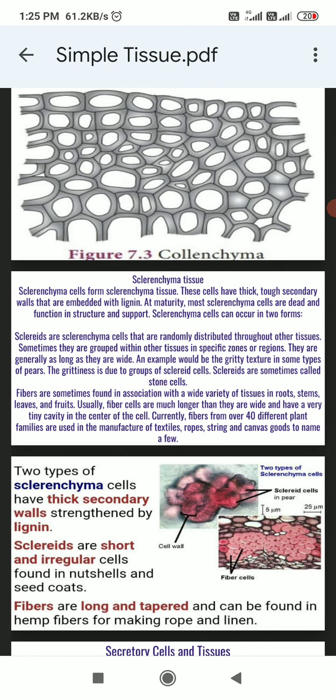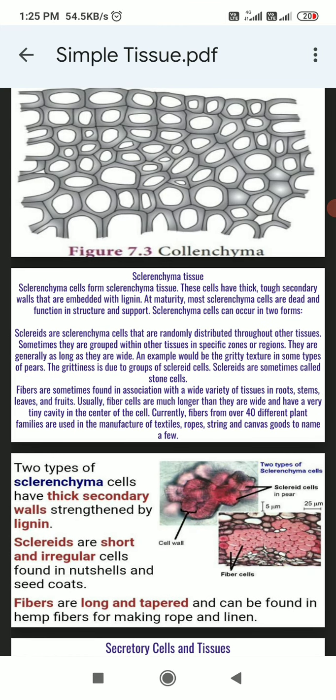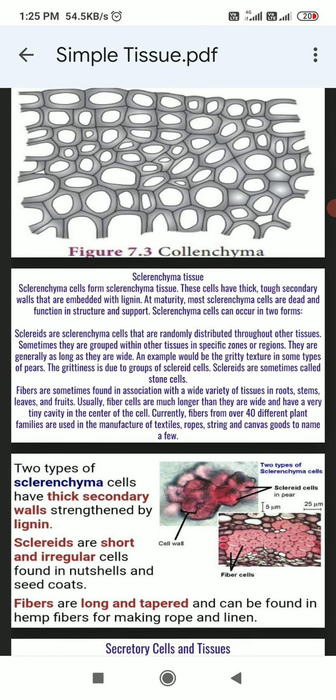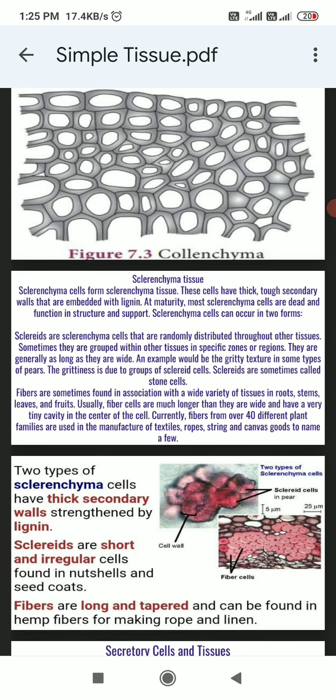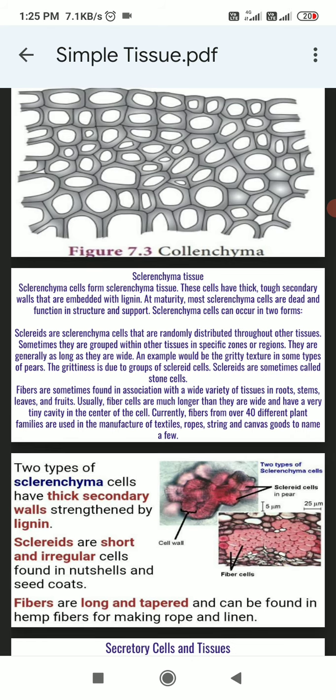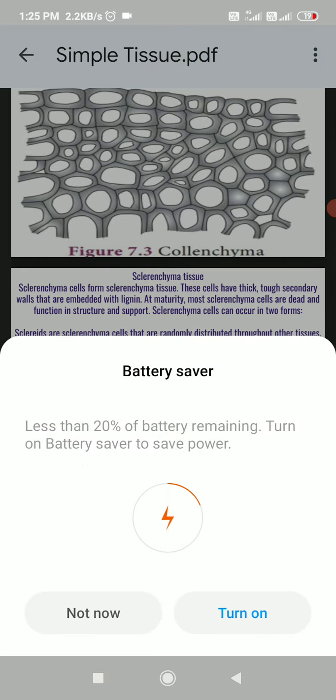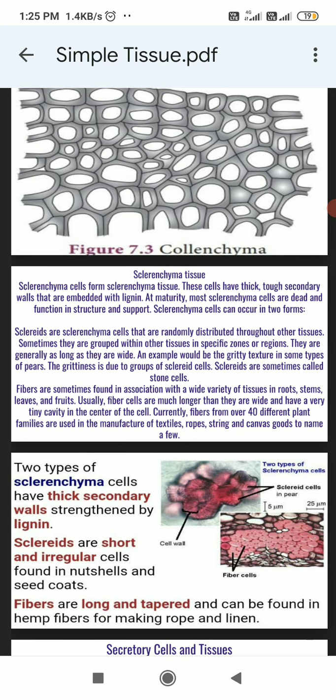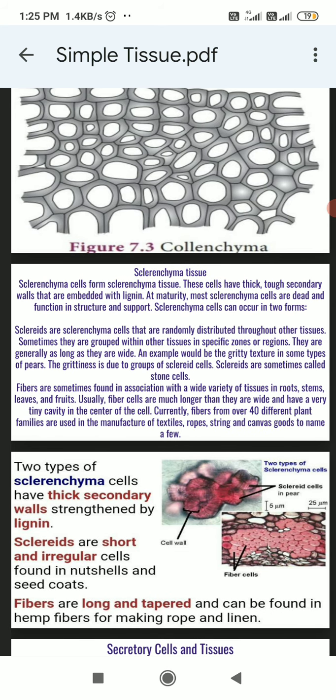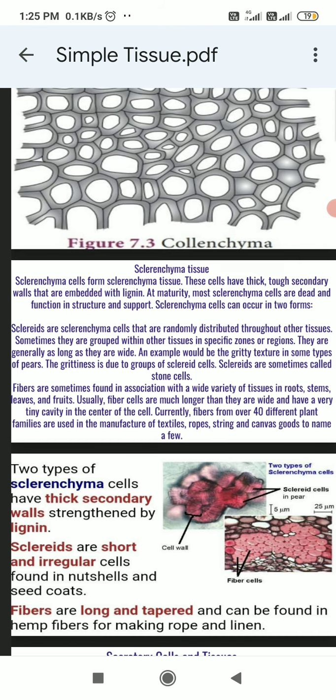Then come towards the third type, that is sclerenchyma tissue. Sclerenchyma cells form sclerenchyma tissues, meaning a tissue that can be developed from a single cell. These cells have thick, tough secondary walls that are embedded with lignin. At maturity, most sclerenchyma cells are dead and function in structure and support.